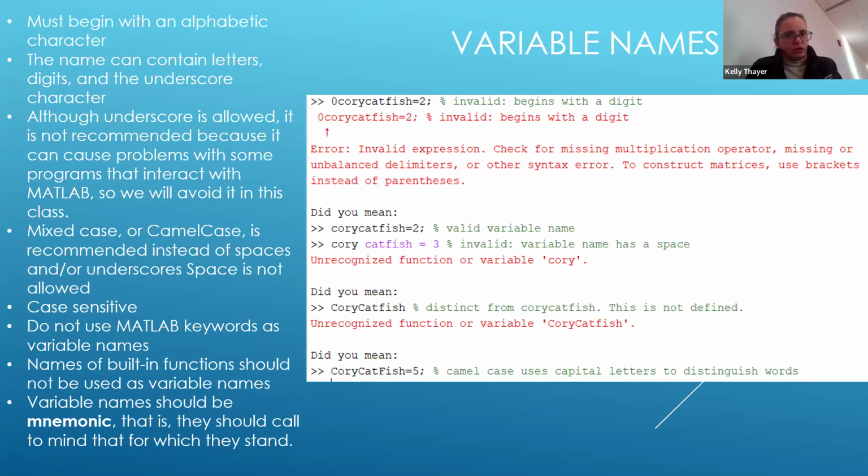Okay, there are some restrictions on how you can set up the variables, right? So there's some limits. It must begin with an alphabetic character. The name can contain letters, digits, and the underscore character. So underscore is allowed, but it's not recommended because if you start using this with other programs that interact with MATLAB, it will have a special meaning in those situations. So we're not actually encountering that in class explicitly, but if you want to have compatibility, it's a good idea to avoid using the underscore and instead just use camel case. That is when you just start putting the capitalization throughout the word. So here's like CoreyCatfish, for example.